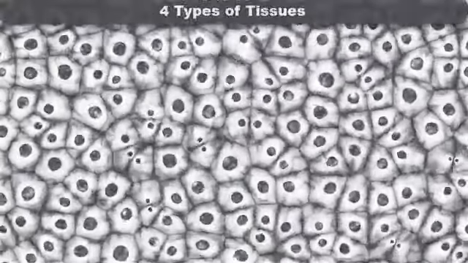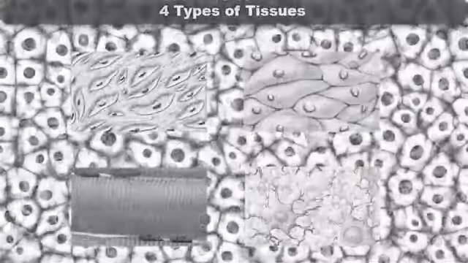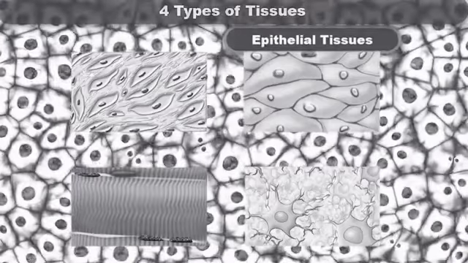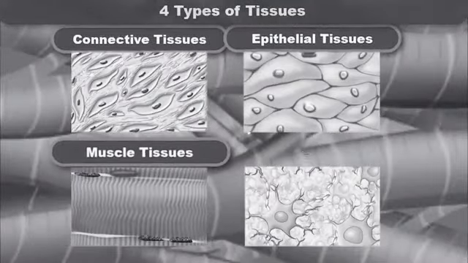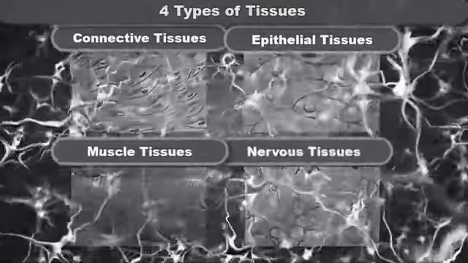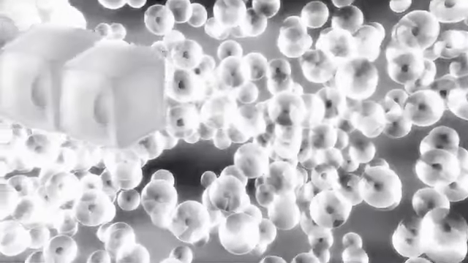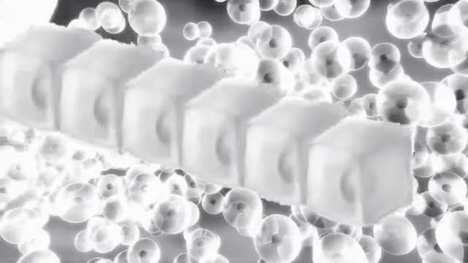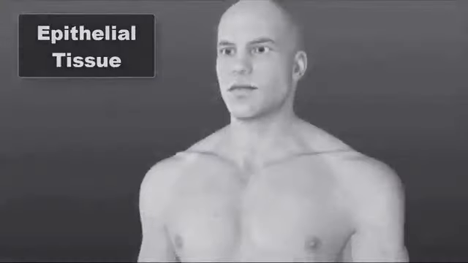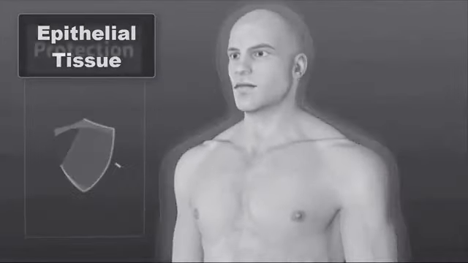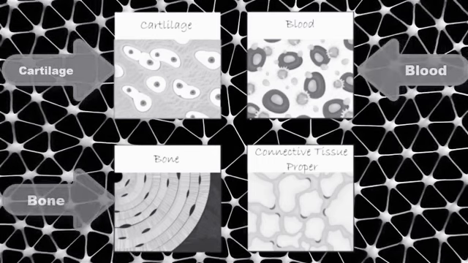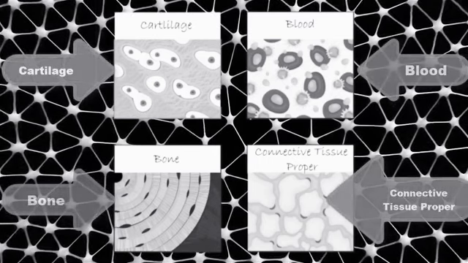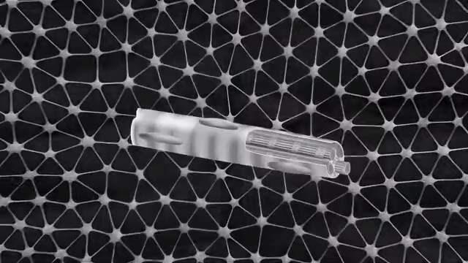There are 4 types of tissues found in the human body: epithelial tissues, connective tissues, muscle tissues, and nervous tissues. Epithelial cells come together to form epithelial tissues. Epithelial tissues form the body's barriers. Connective tissue includes bone, cartilage, blood, and supportive tissues referred to as connective tissue proper.